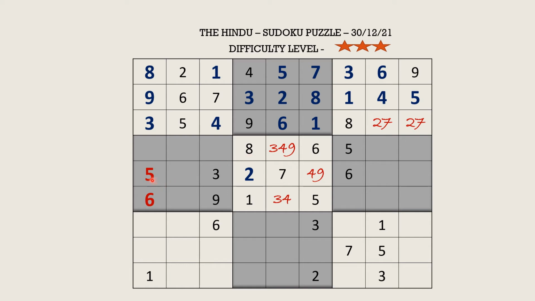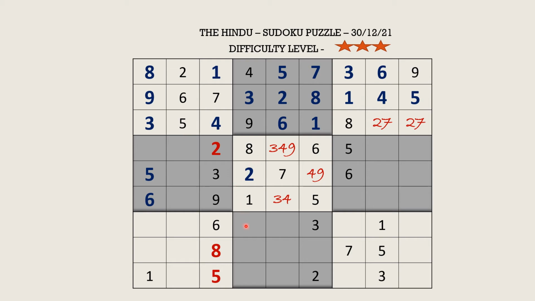Now this 5 and this 5, these two block here, and there is a 5 here which blocks here. So this is a 5. Now that leaves this column with only two missing numbers. Missing numbers are 2 and 8. There is an 8 blocking here, so this becomes 2 and this becomes 8.